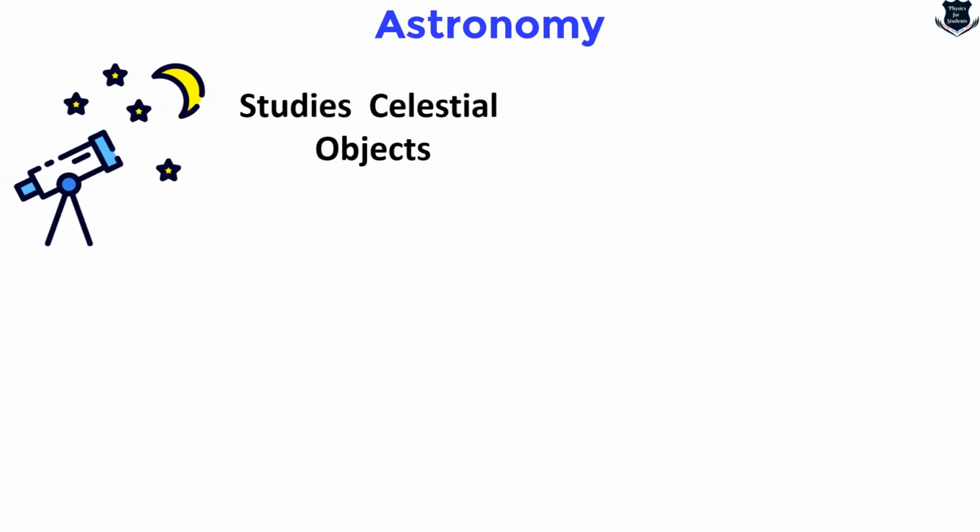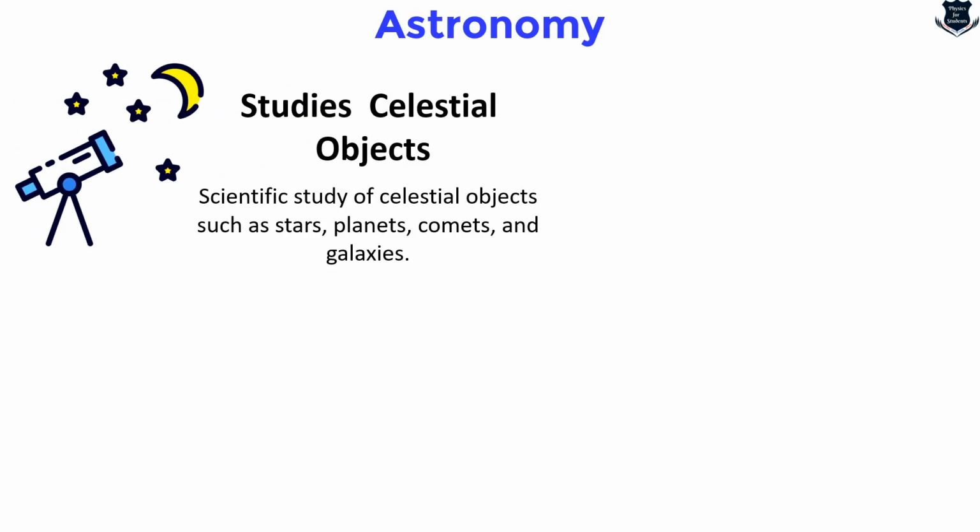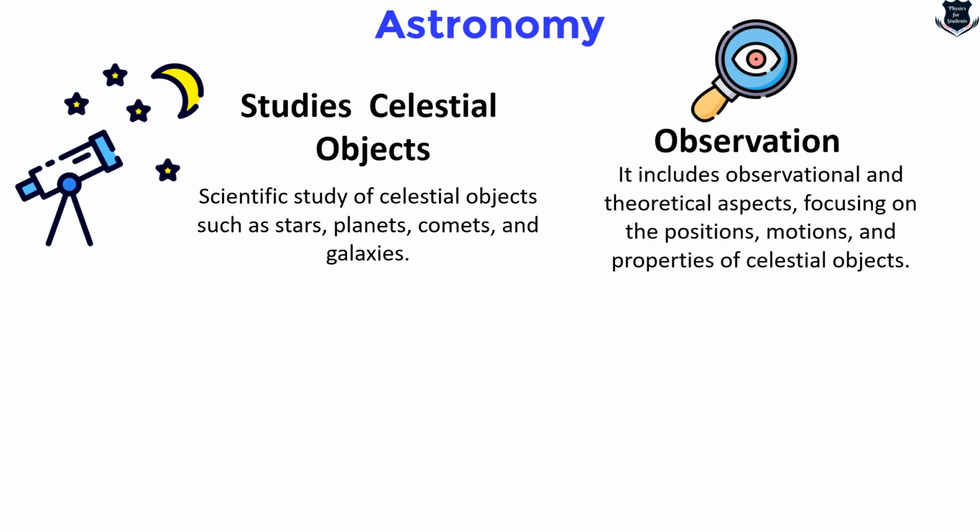So first, let us see how we study the object. In case of astronomy, it is a scientific study which studies what? The stars, the planets, the comets and the galaxies. Now when we study those objects, what we see is the observation. So astronomy actually includes observational and theoretical aspects, and they basically focus on the position and motions of the stars, planets, overall the celestial objects.